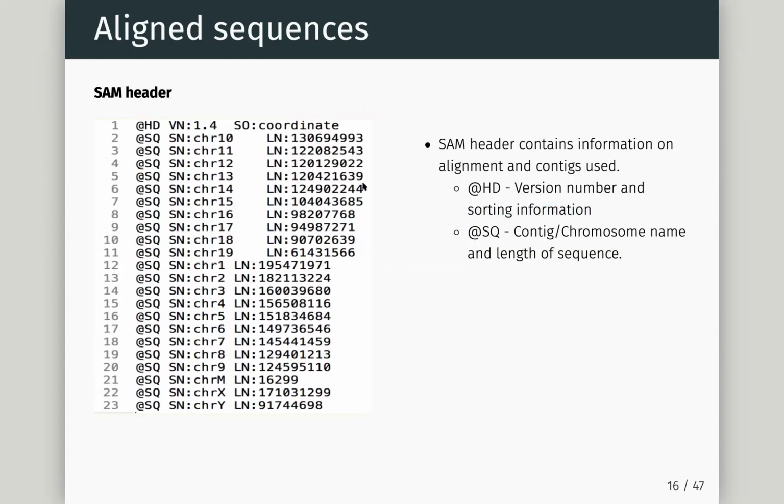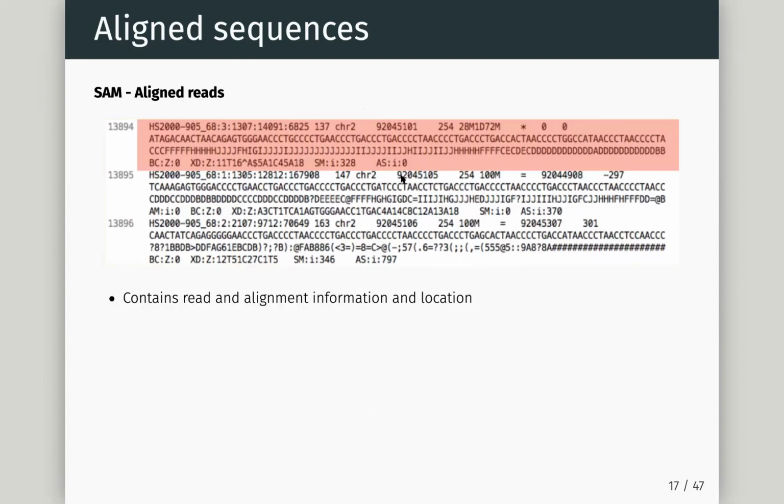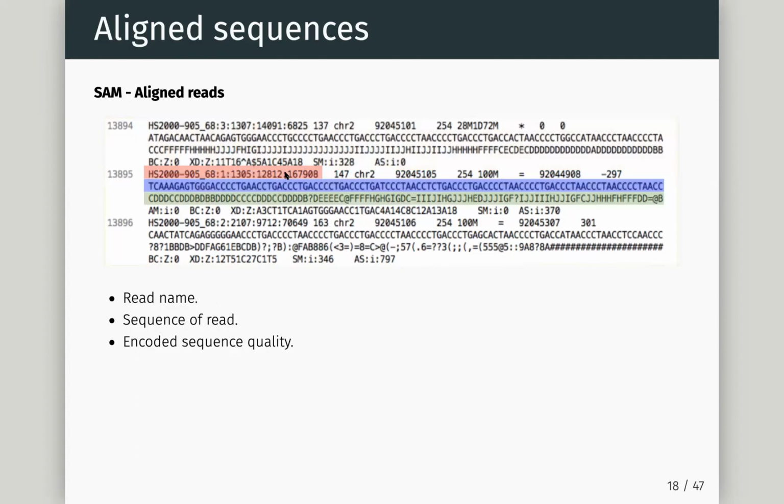Below this header, we then have the actual information on the aligned sequences. This contains both alignment information in a SAM file, but also information on the read as well. So we've kind of got the information back that we had in the original Fastq. Just to step through this a bit, we have our Fastq information.